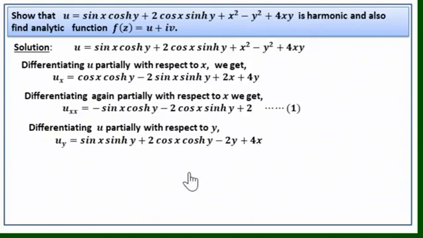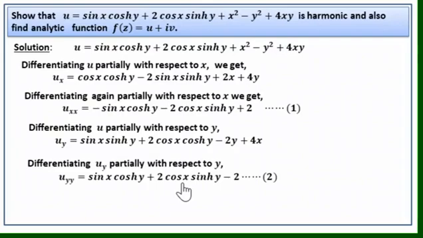Then find Uyy by differentiating again with respect to y keeping x constant. So what is Uyy? Keep sin x constant, derivative of sin hy is cos hy, plus 2 cos x kept constant, derivative of cos hy is sin hy, then minus 2y differentiated with respect to y is minus 2, plus 4x differentiated with respect to y keeping x constant gives 0. So this is the derivative Uyy. Now what is Uxx plus Uyy? If you add these two equations 1 and 2, what is Uxx plus Uyy?